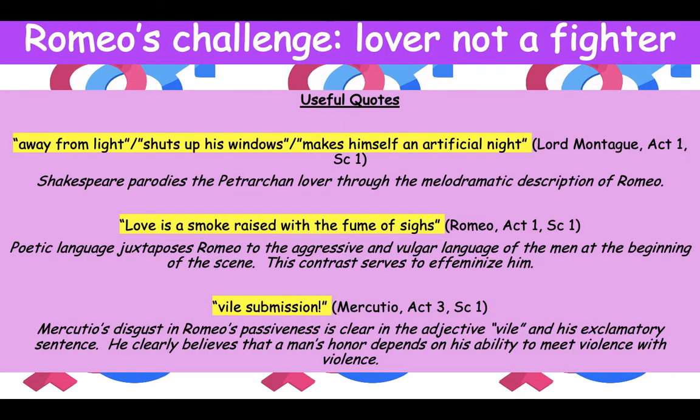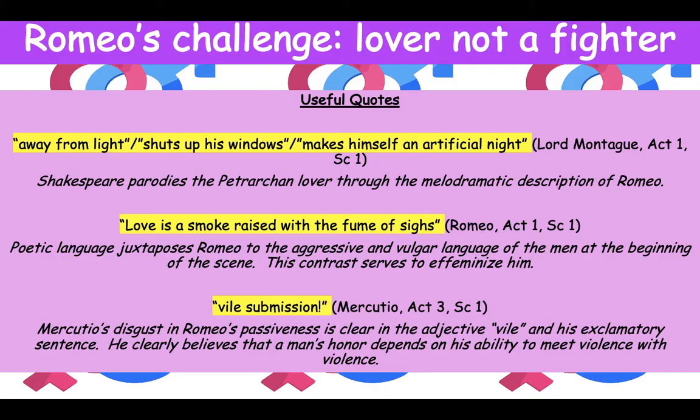But Romeo challenges that stereotype of being aggressive and violent. Look at the way we first hear of him, and that's through his own father describing him to Benvolio and the way he's been behaving. He says he's away from light, shuts up his windows, makes himself an artificial night.